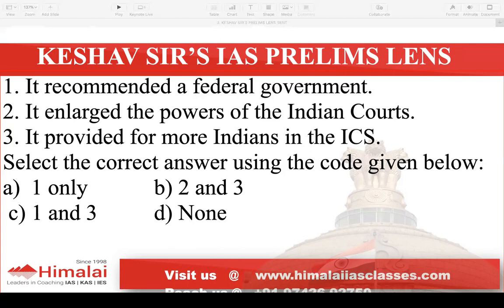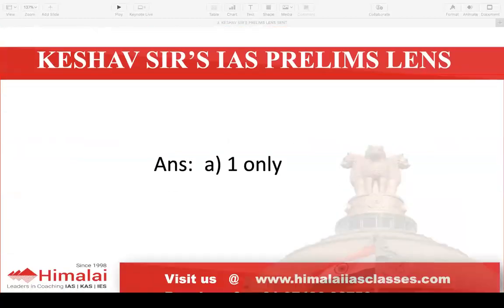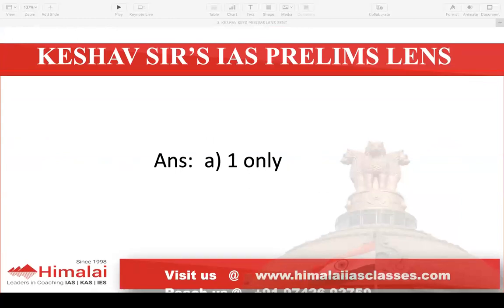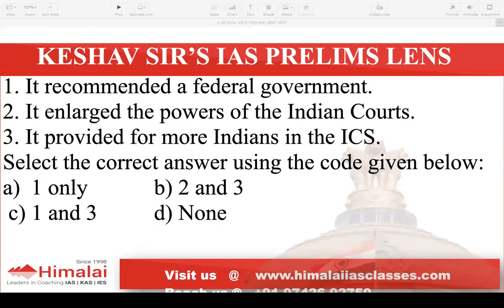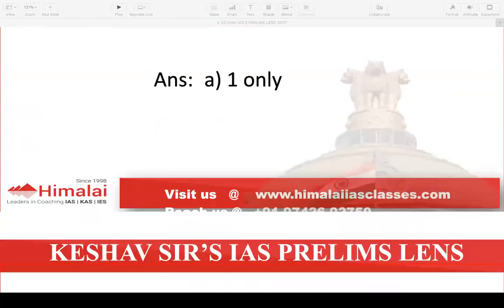The Cabinet Mission came to India in 1946 and it recommended a federal system of government. So options 2 and 3 are wrong. The answer is A. We must remember two important points about the Cabinet Mission. When it came to India, Sir Stafford Cripps was a member of it, but Wavell was not a member of it, though he took part in the Cabinet Mission proposals.